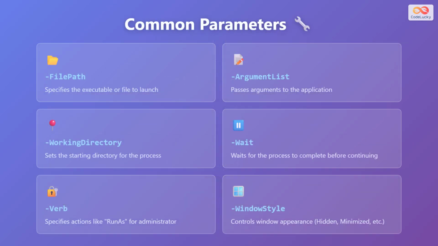Start-Process supports 6 essential parameters. FilePath specifies the executable or file to launch. ArgumentList passes arguments or command line switches to the application. WorkingDirectory sets the starting directory where the process begins execution. Wait pauses your script until the launched process completes, perfect for sequential operations. Verb specifies actions like RunAs for administrator privileges. WindowStyle controls how the window appears, with options like Hidden, Minimized, Maximized, or Normal. Understanding these parameters unlocks the full potential of Start-Process.